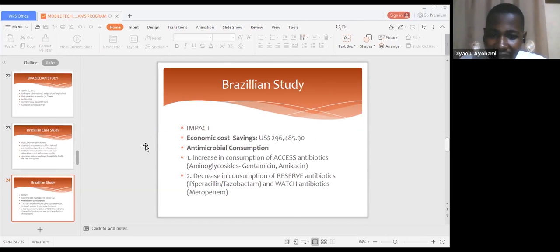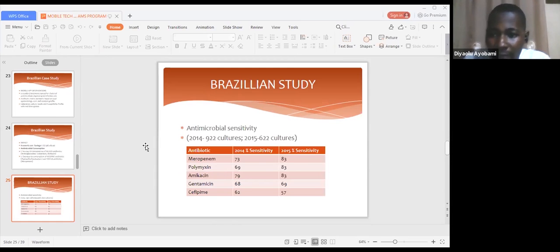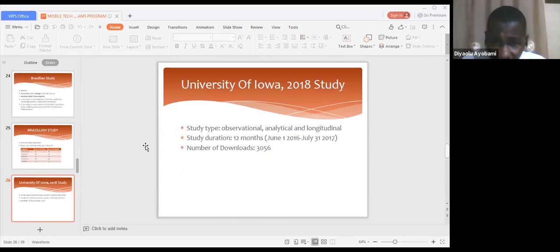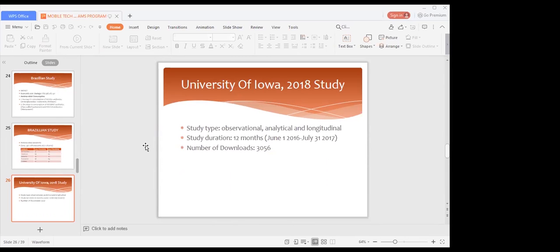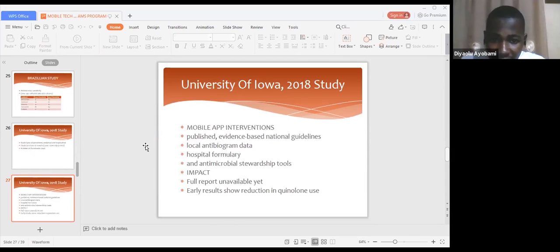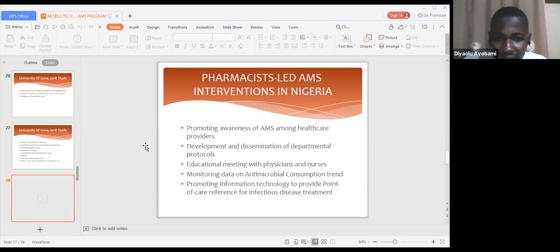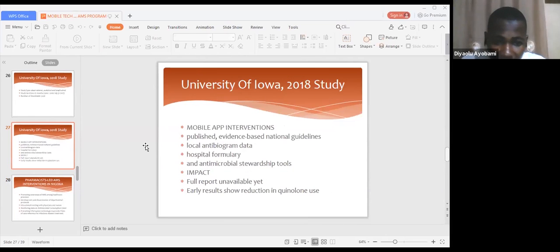There was an increase in consumption of access antibiotics, which is good. There was a decrease in consumption of reserve and watch antibiotics, which is good for an antimicrobial stewardship program. And they were able to implement this with little cost and a seamless improvement in sensitivity of the antibiotics over time. Now, there was another study done at the University of Iowa. They are yet to come up with their final result in terms of the impact, but early results suggest it is helping them to lower the consumption of watch antibiotics.